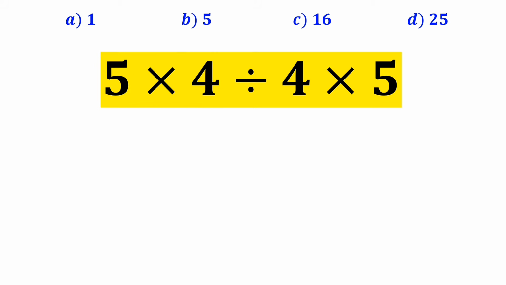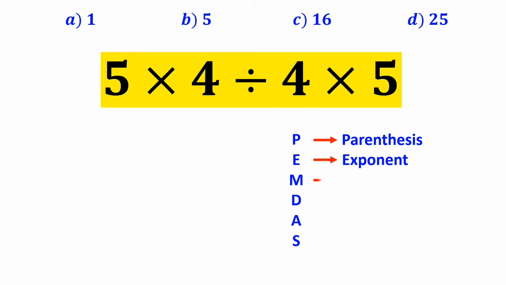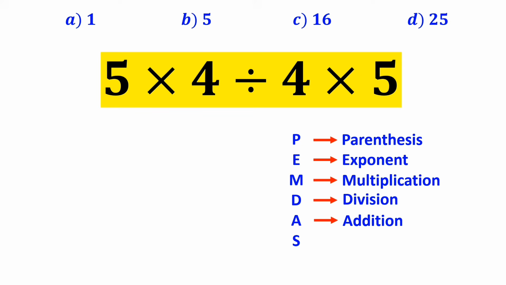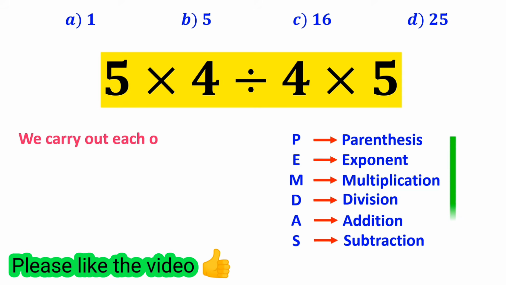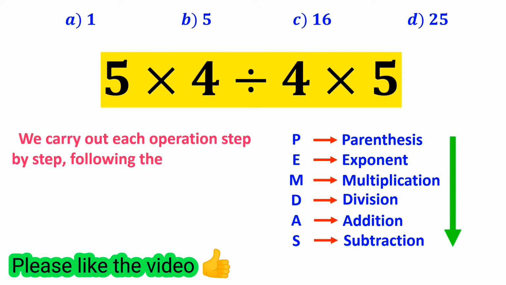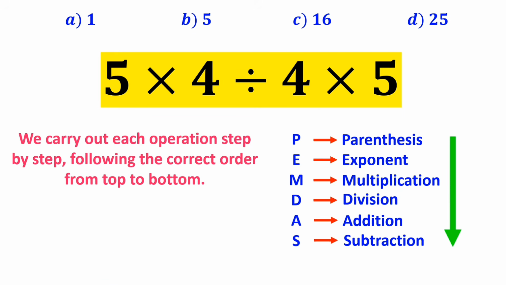To solve this question, we need to follow the PEMDAS rule. In this rule, P stands for parenthesis, E stands for exponent, M stands for multiplication, D stands for division, A stands for addition, and S stands for subtraction. We must carry out each operation step by step, following the correct order from top to bottom.